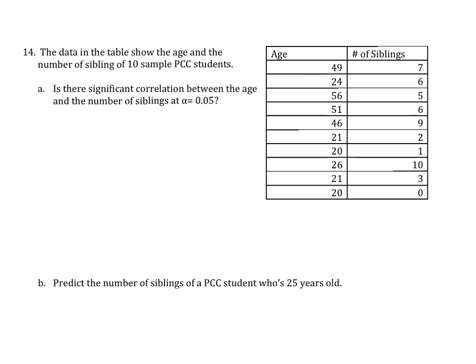0.05? If we were to write down H naught and HA: rho is equal to 0, rho is not equal to 0. So no correlation, and there's correlation.